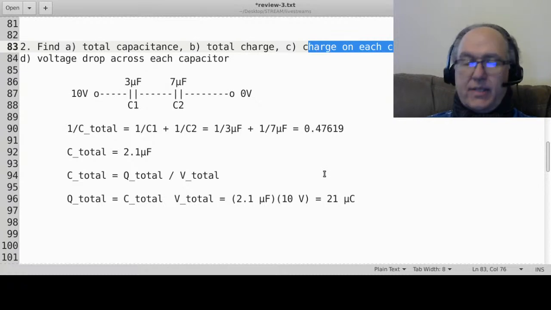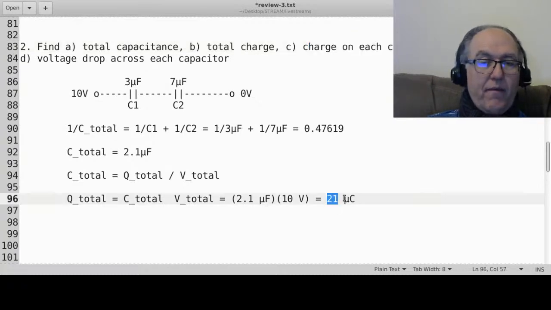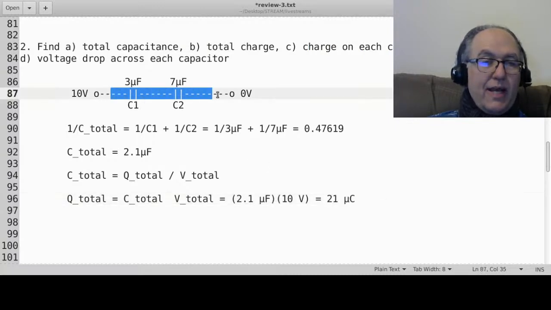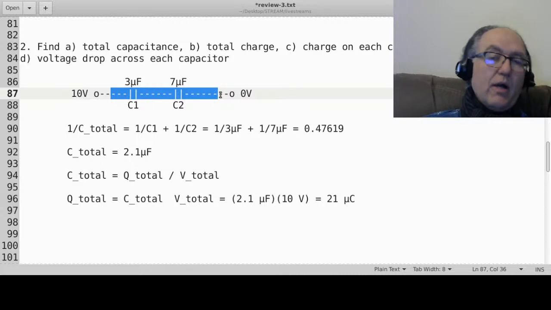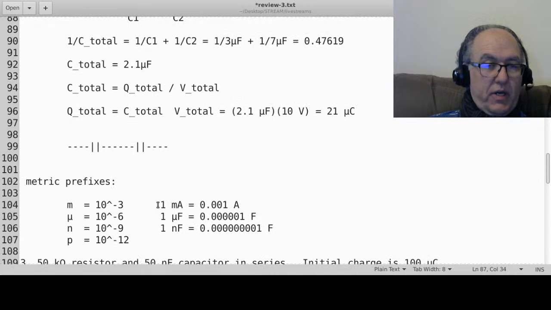This is kind of subtle, so students will often make this mistake. That 21 microcoulombs is actually the charge not only accumulated by the whole circuit, but it's also the charge accumulated by any individual capacitor in series. And you go, why? How does that work? Let me see if I can show you. Maybe I could just redraw this picture down here.